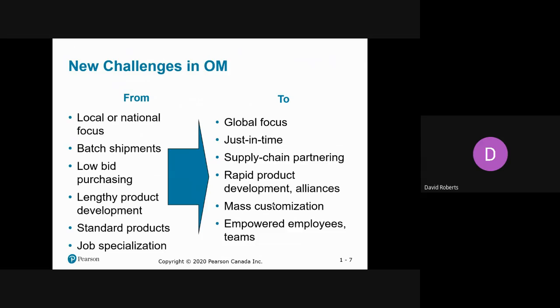Mass customization. Dell Computers was one of the first companies to really get this and get it right. So when you order a computer from Dell, you don't just get their standard product. You can go in and select your video card, the type of hard drive you want, the type of RAM that you want, etc. And you can build it to what you want, and they get it to you quickly, and it's not like they're charging you 20 or 40% more.